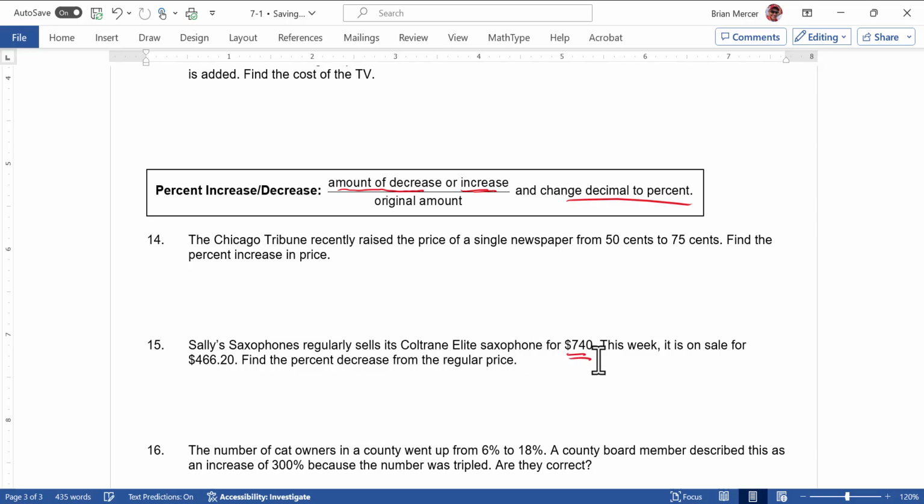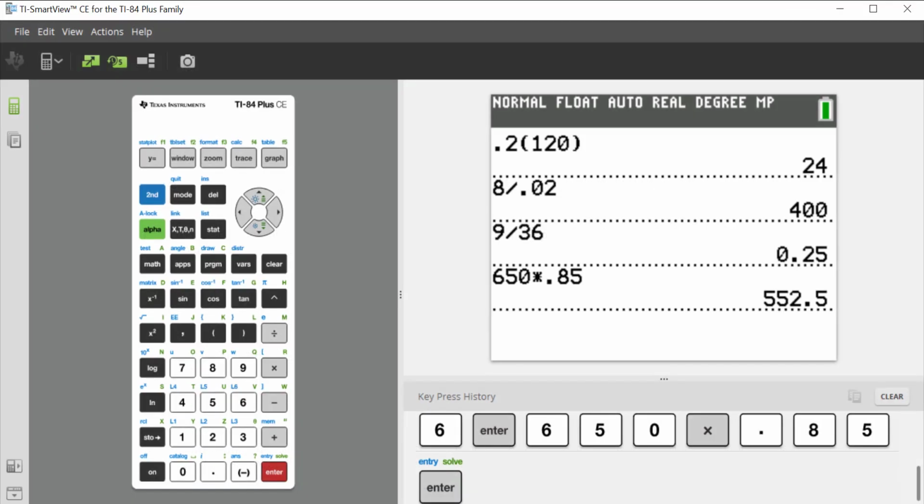Saxophone normally sells for $740. It's on sale for $466.20. Find the percent decrease. So if it was this and it sold for this, then it's definitely a decrease. So now we just want to know how much of a decrease, in terms of a percent decrease. So we will subtract. We'll go 740 minus 466.20. We'll figure out the amount of the decrease.